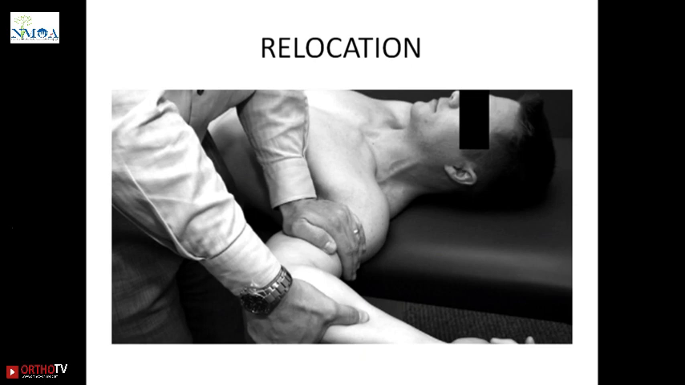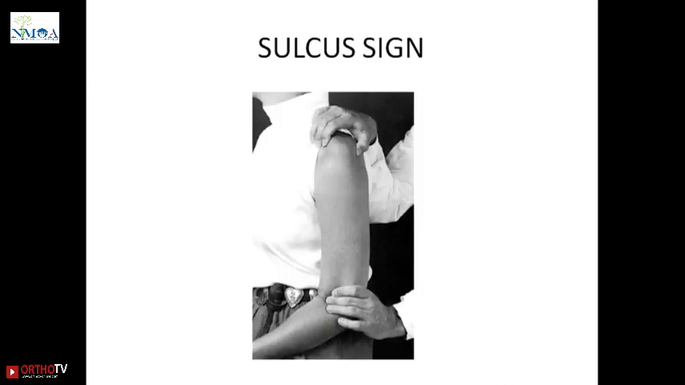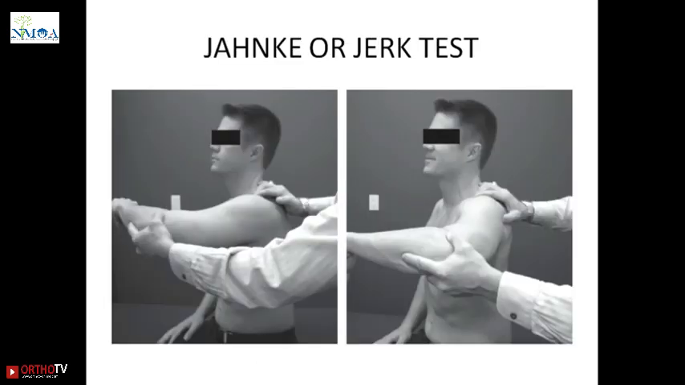Sometimes when we release this posterior force, the apprehension comes back, and that is what we call the surprise test. The sulcus sign will be positive when a downward force is given and we can see a sulcus at the subacromial space between the humeral head and the lower part of the acromion, telling you about inferior instability.